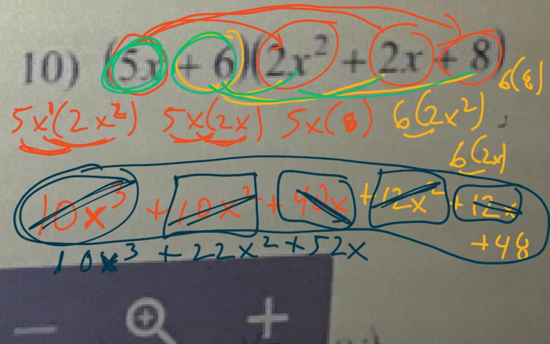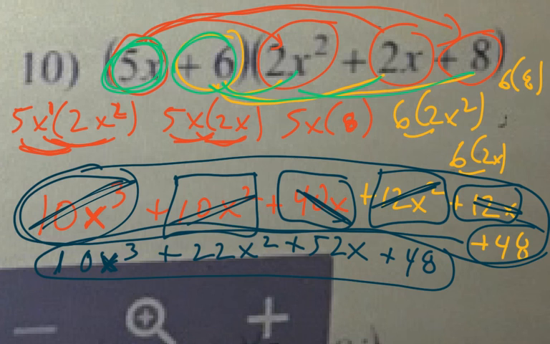So that takes care of the x's. And of course, don't forget there's a plus 48 at the end. Now our answer is complete, right? We combined all of the x squareds, the x's. There was only one x cubed term, the 10x cubed in front. And of course, only one regular number at the end. But that in a nutshell is how you do distributive property.